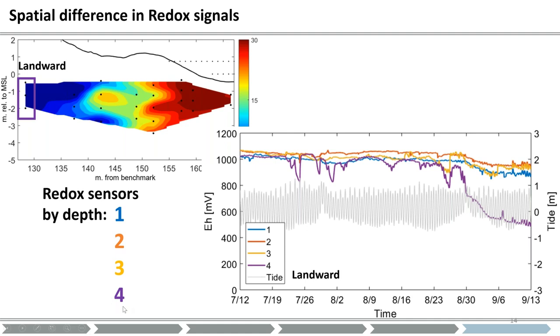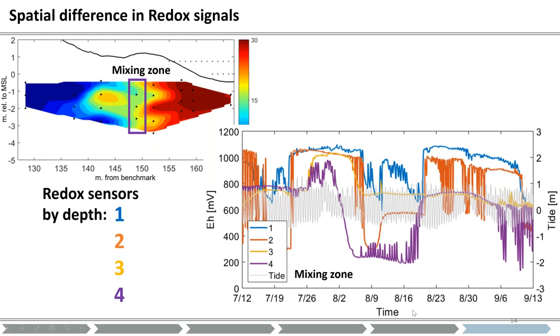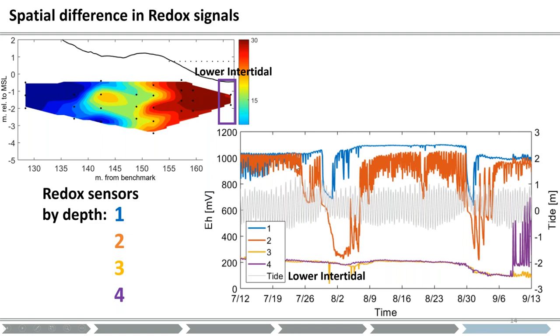We start with the landward site. You're going to see that the redox conditions are relatively stable. And you see the tidal signal here with the diurnal and spring neap cycles. But in this location, there's not a lot of change over time in terms of redox. However, if we go into the mixing zone, we're seeing much more dynamic activity with all of the sensors showing diurnal and spring neap signals. And it's much more dynamic than the more landward site. If we go to the lower intertidal zone, the top two sensors in blue and orange are going to have the diurnal and the spring neap cycles, maybe with a little bit of a time lag in terms of when the signals come through. But in the other two, they're relatively stable.